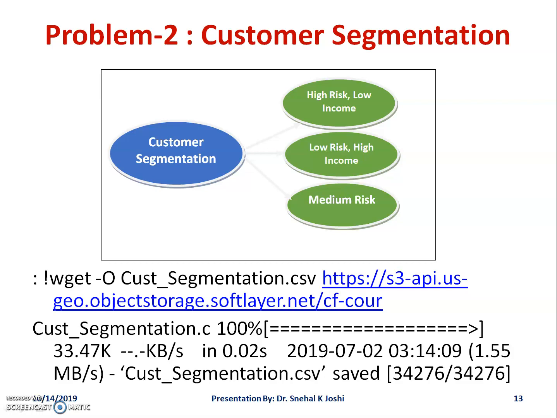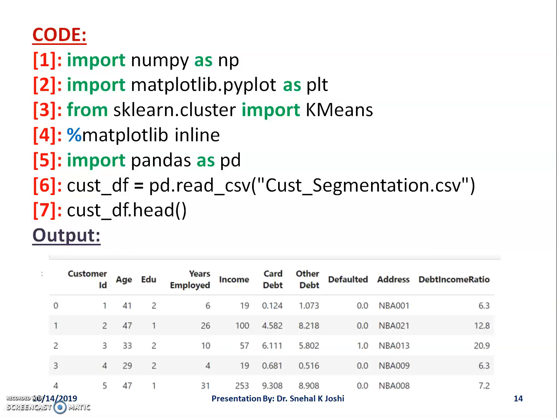The dataset is downloaded from the IBM object storage, and I acknowledge IBM for this dataset. I have downloaded the dataset using the wget command as shown here. This dataset is a CSV file containing 34,276 records. Since we have downloaded the CSV file, let us load it now.